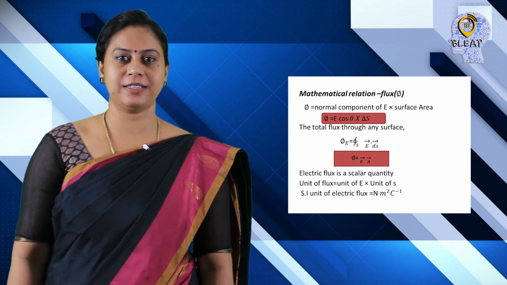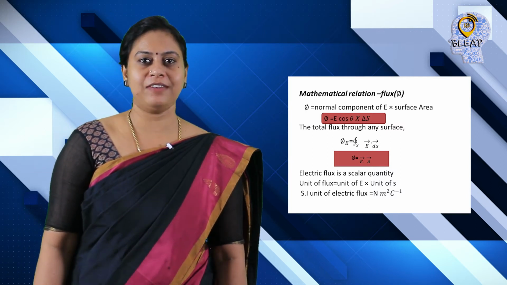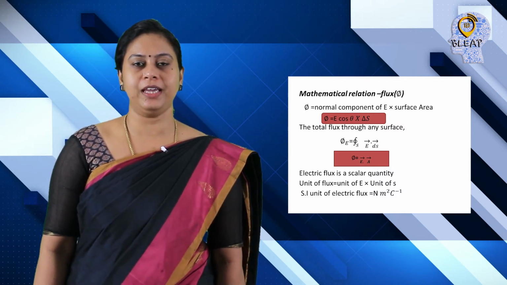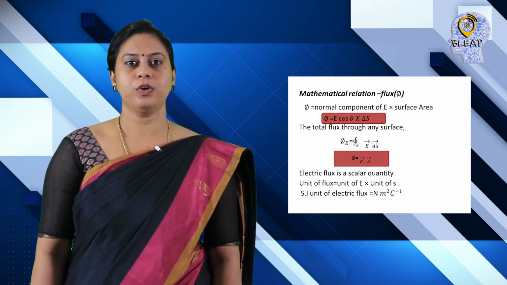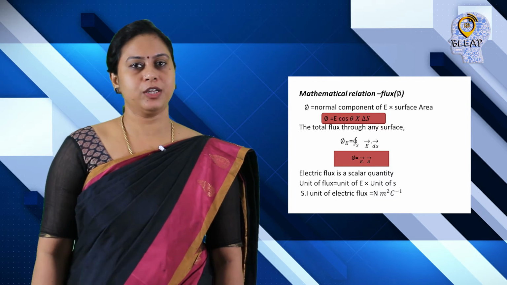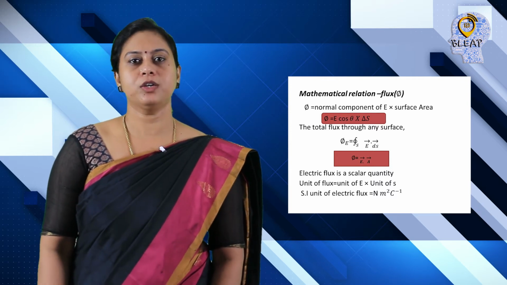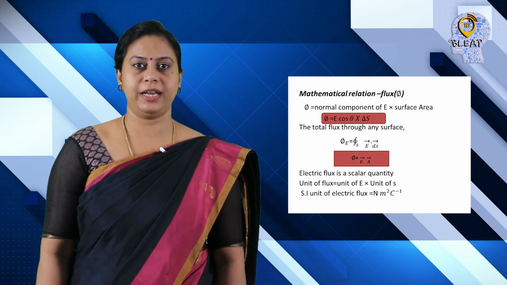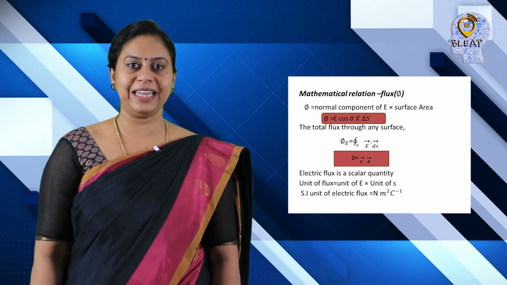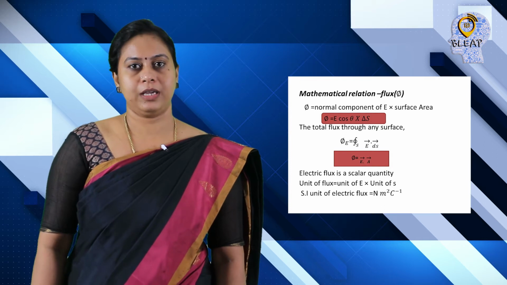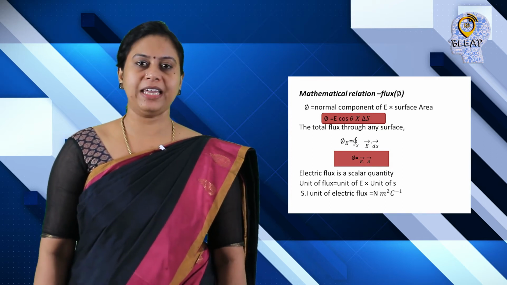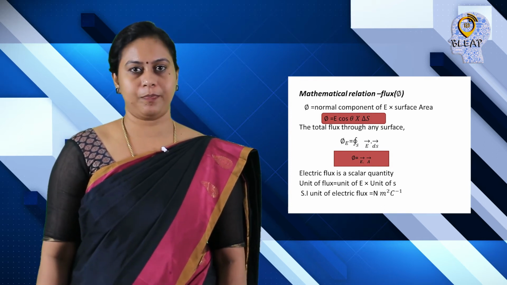Mathematical relation of flux phi. So phi E which is equal to normal component of E into surface area. So phi E which is equal to E cos theta into del S. So we need total flux through any surface. So phi E which is equal to closed integral over S E dot dS. So phi E which is equal to E dot A.